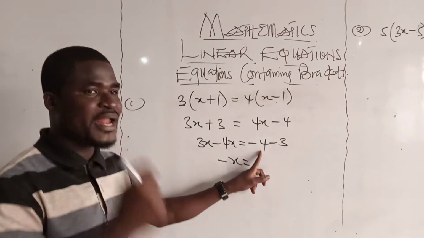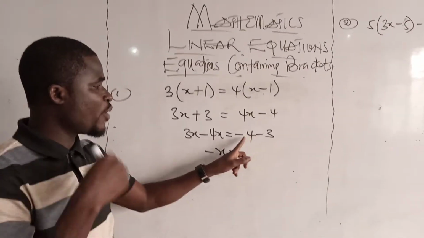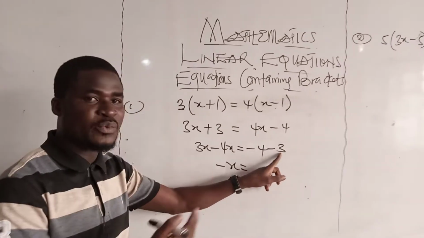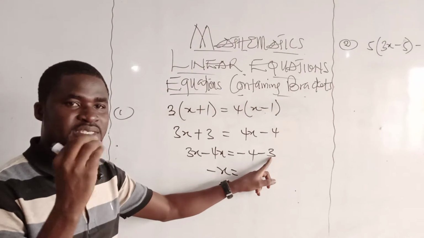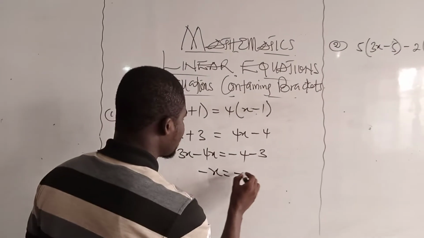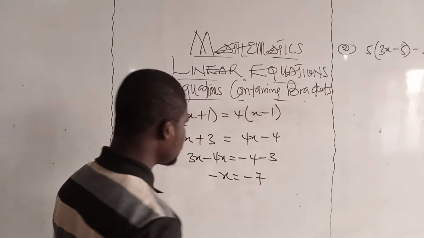Negative 4 plus negative 3. You are owing me 4. If you owe another 3, how much are you owing? You are owing 7. So we are going to have negative 7.